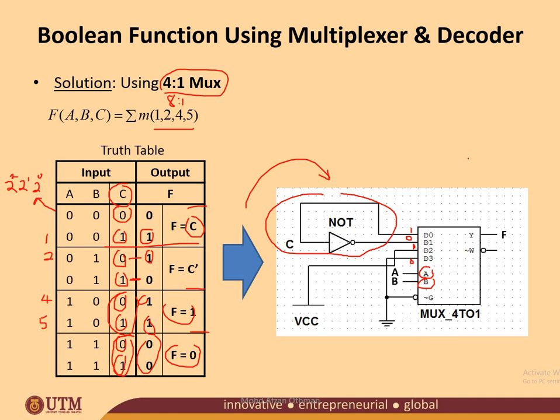So remember, this chip is a multiplexer. So what should you have in a multiplexer? A multiplexer has an output, a selector input, and data input. So A and B is what? AB can be what?